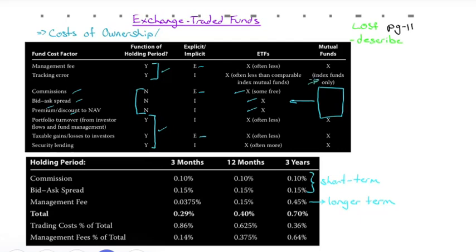Mutual funds have tracking error for index funds only. If you're an active fund, the idea of a tracking error doesn't make sense. The idea of active return makes more sense because you're not really tracking the index anymore. You're looking to really beat that index, right?